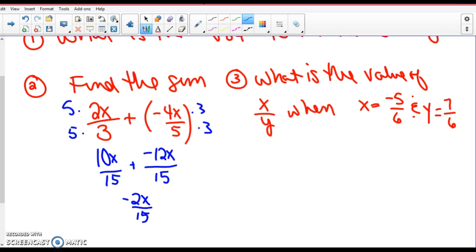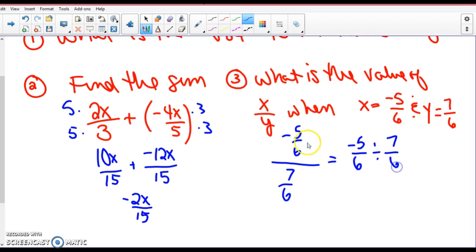All right. What is the value of x over y when x is negative 5/6 and y is 7/6? Well, I'm going to substitute. X is negative 5/6 over y, which is 7/6. All I do is substitute. What does this problem mean, Paige? Correct. Negative 5/6 divided by 7/6.